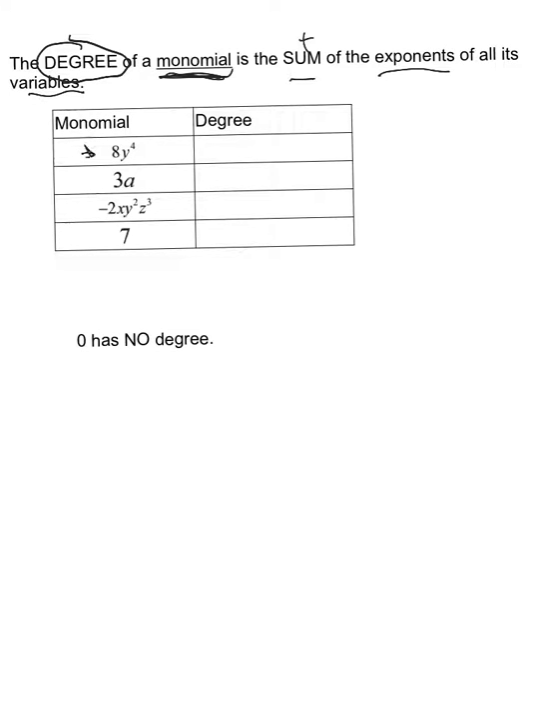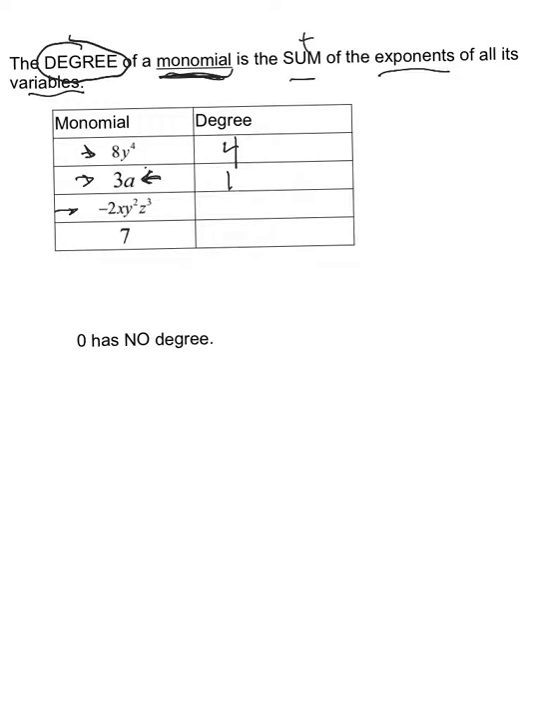So we're looking at 8y to the 4th power. How many variables are there? 1. y is your only variable. What is the exponent on it? 4. So the degree of this monomial is 4. What is the degree of this monomial? 3a. It is 1. Good. There's only one variable and it has an exponent of 1.